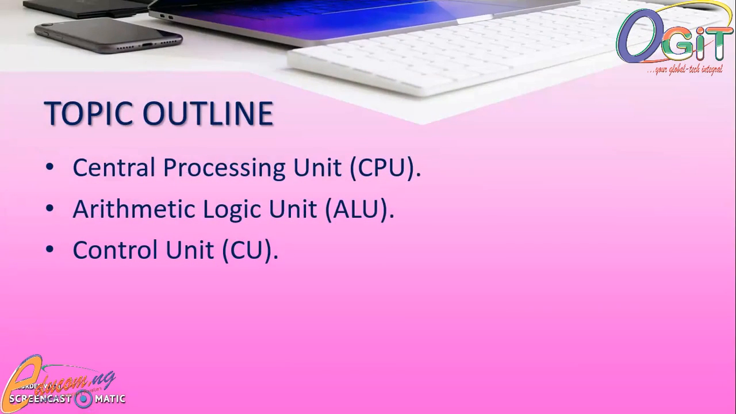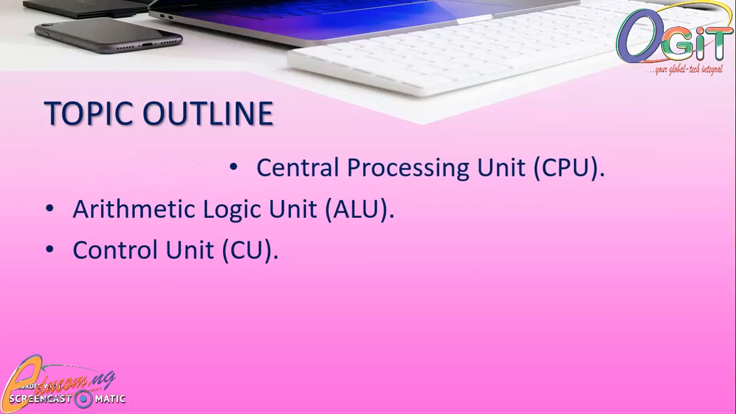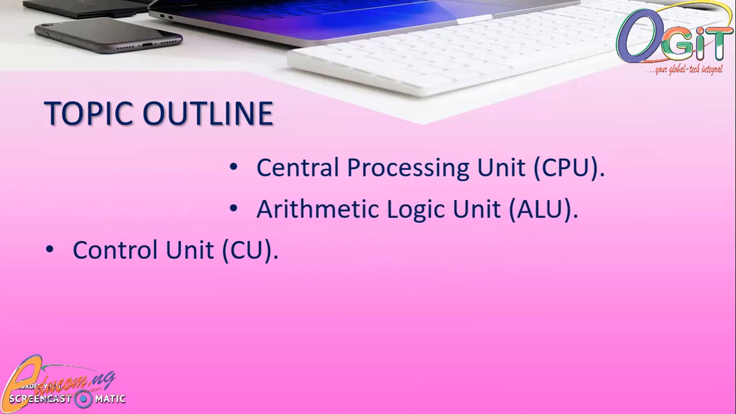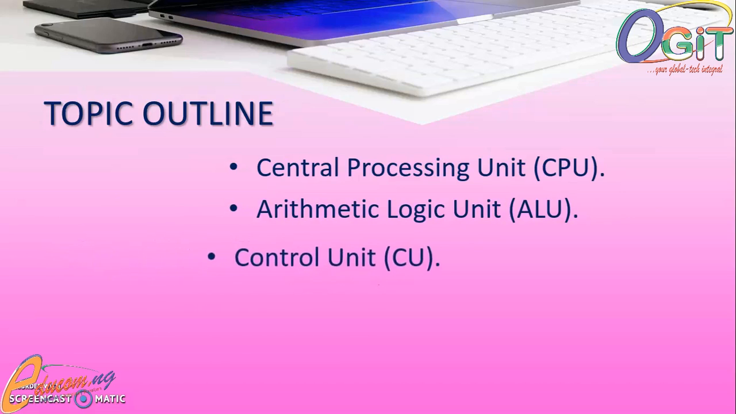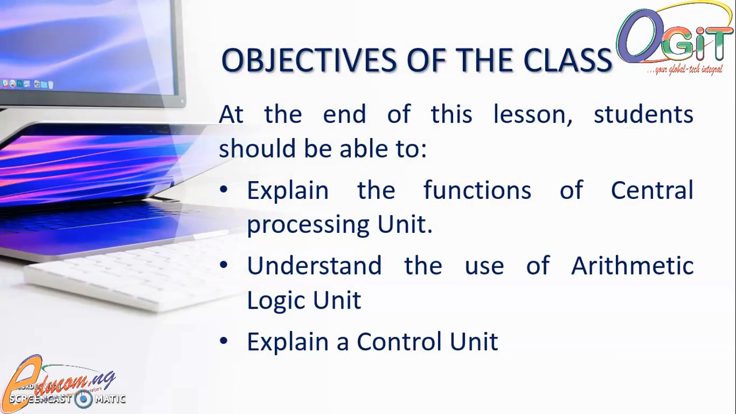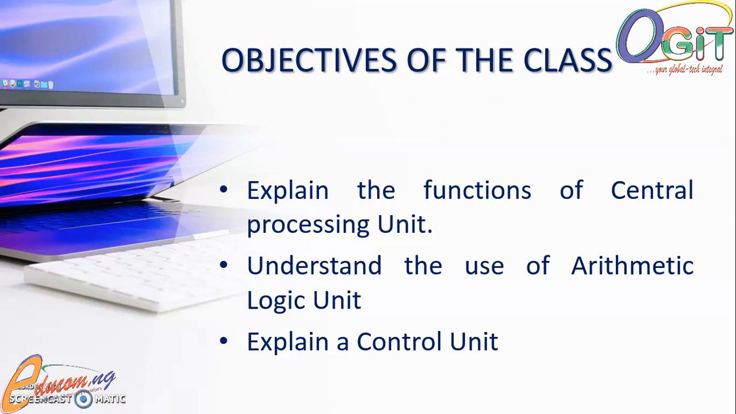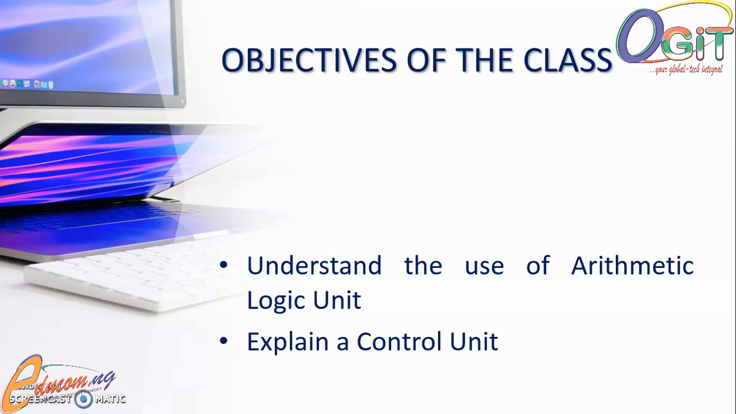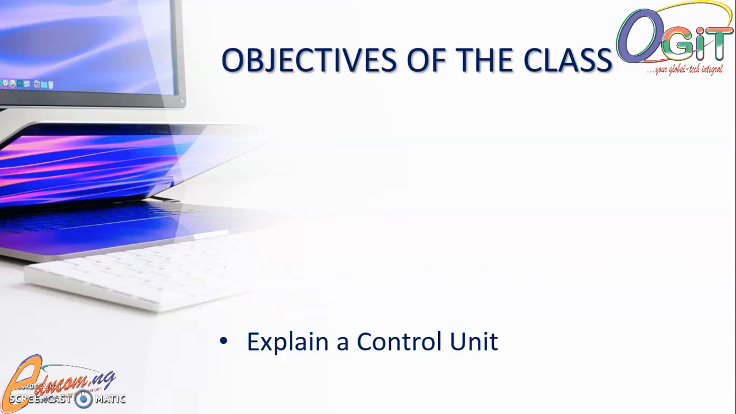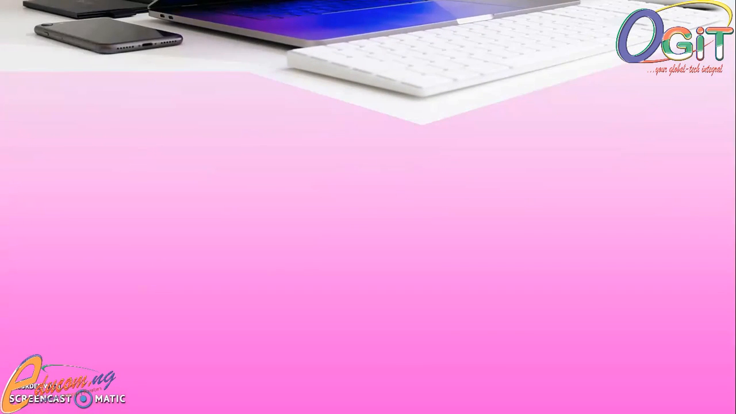Before we proceed, let's look at the topic outline. The first one is Central Processing Unit. The second one is Arithmetic Logic Unit. And finally, Control Unit. Objectives of the class. At the end of this lesson, students should be able to explain the functions of Central Processing Unit, understand the use of Arithmetic Logic Unit, and finally, explain a Control Unit. Now let's start.